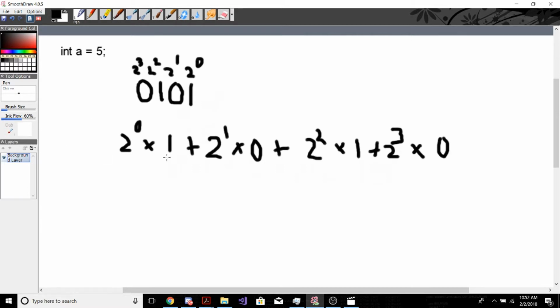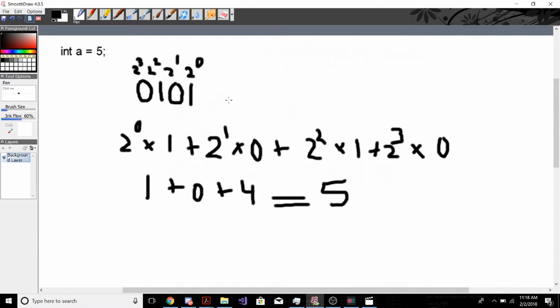So 2 to the 0 times 1 is just 1, plus 2 to the 1 times 0 is just 0, plus 2 to the 2 times 1, which is just 4, and 2 to the 3 times 0 is 0. So we get 5. That's how you represent 5 in binary numbers.